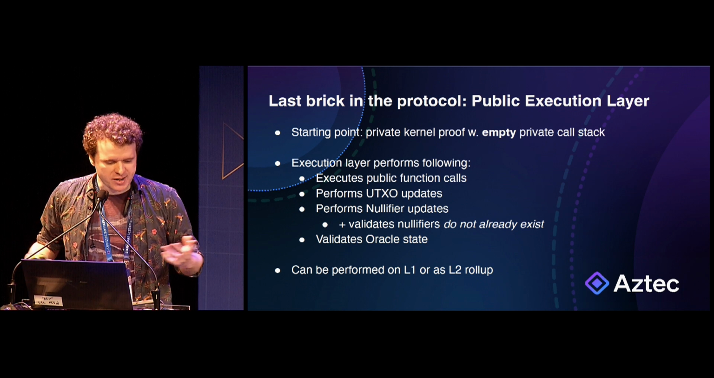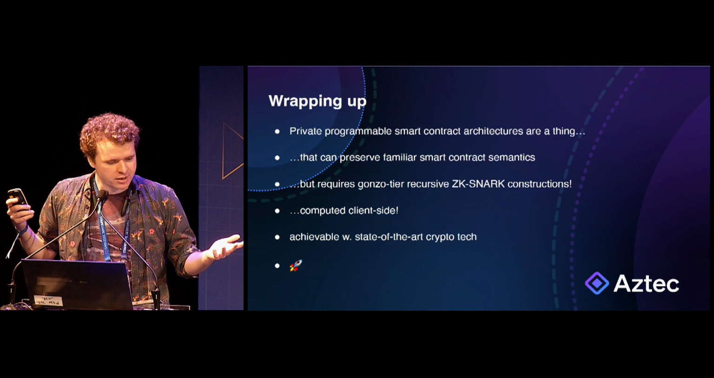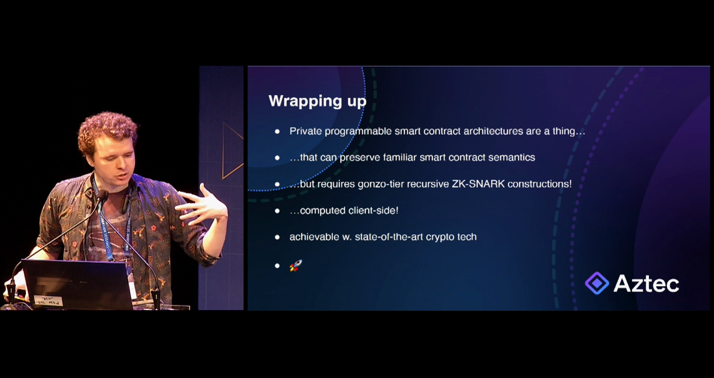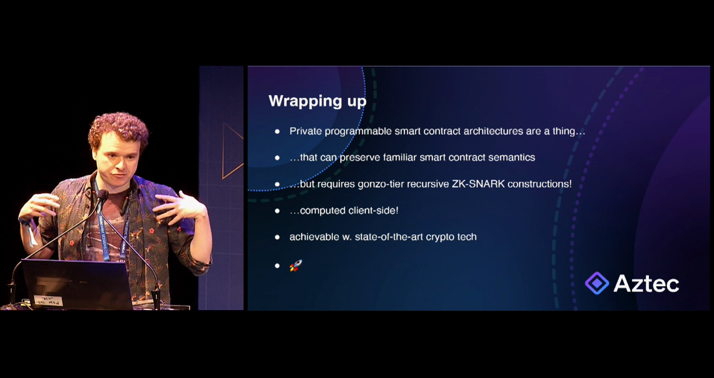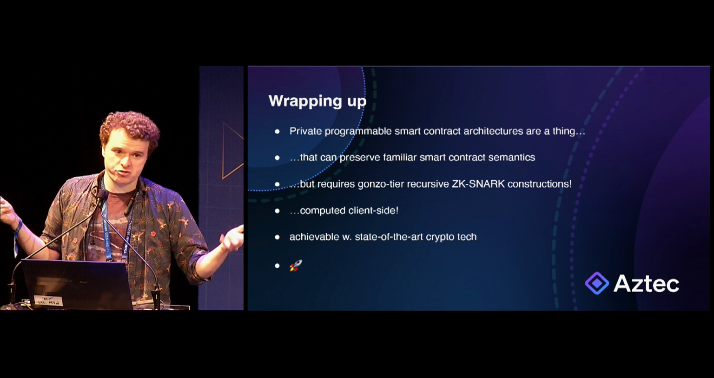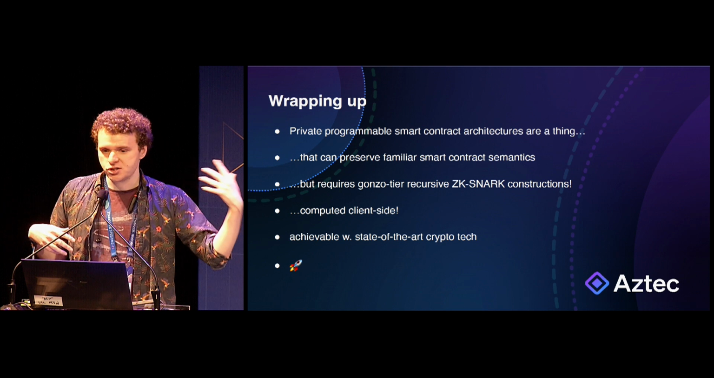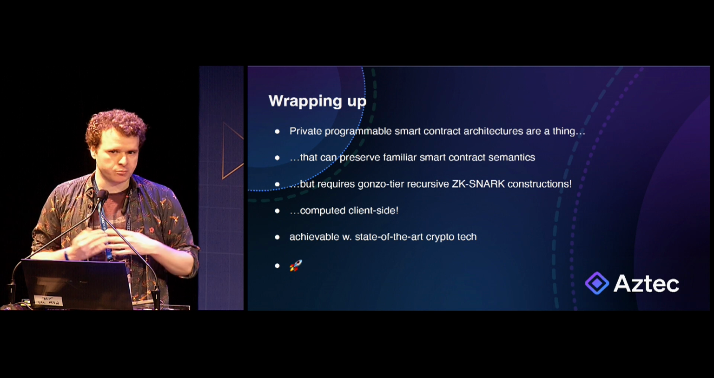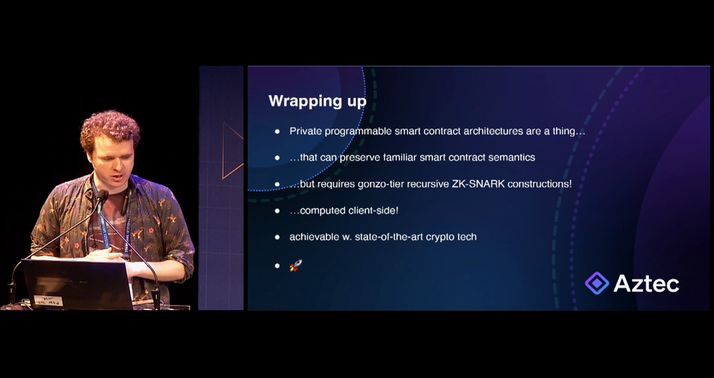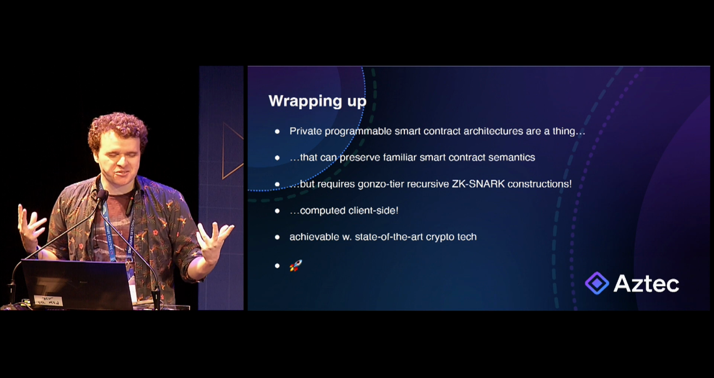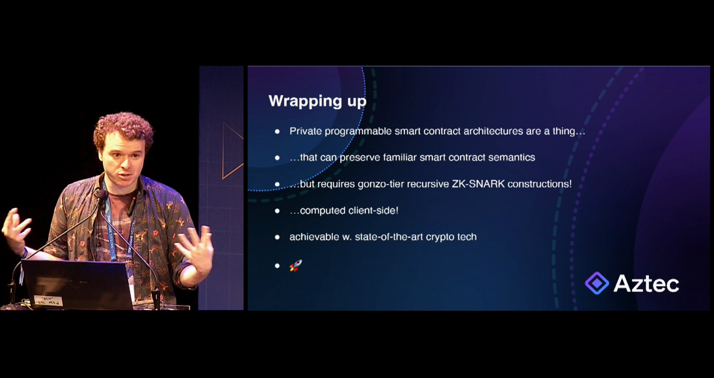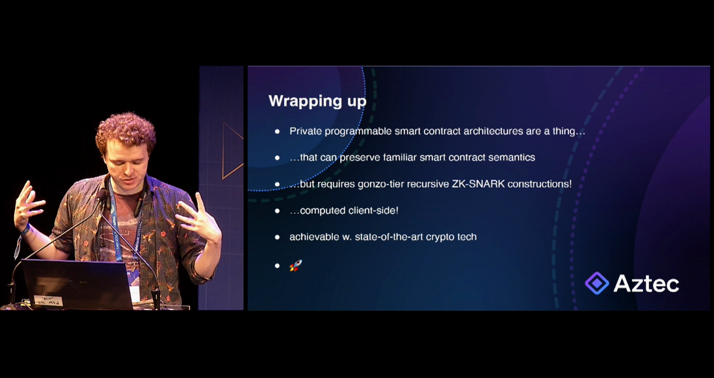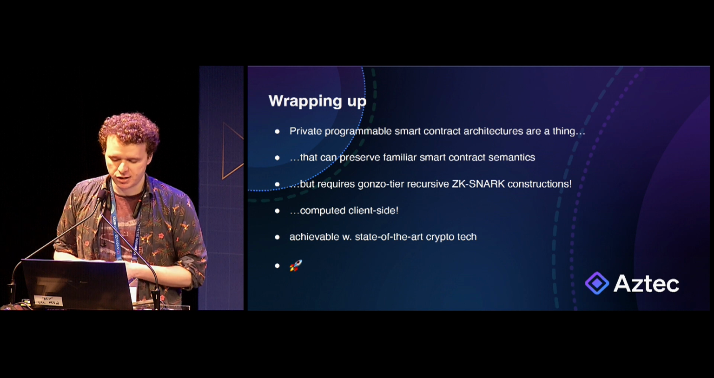And so, once you have all of that, you've constructed an architecture where you do have private programmable smart contracts. They have familiar semantics where you have contracts with state variables and functions. Users can call functions, functions can call functions, contracts can call other contracts, just like you have in Ethereum or Solana or other L1s like that. It requires a lot of recursive SNARK composition, and a lot of client-side proof construction, so you need utterly bleeding-edge cryptography to actually pull this off and be remotely fast enough.